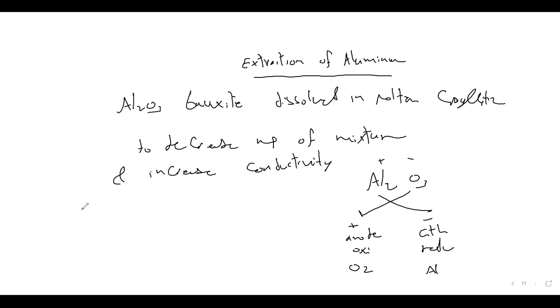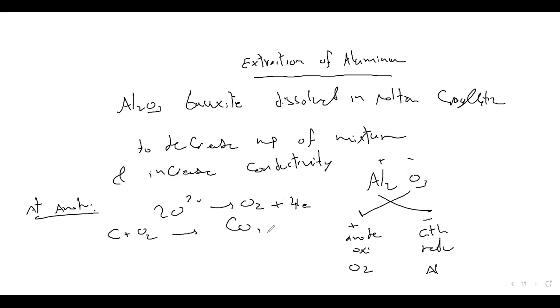After that, to write the ionic half equations, at the anode, you will find that we have 2O²⁻ forming O₂ plus 4 electrons. And then the container is made of carbon or coke or graphite, so carbon reacts with oxygen to form carbon dioxide gas, which evolves. At the cathode, aluminium ion is reduced to form aluminium atom. These are for extraction of metals.